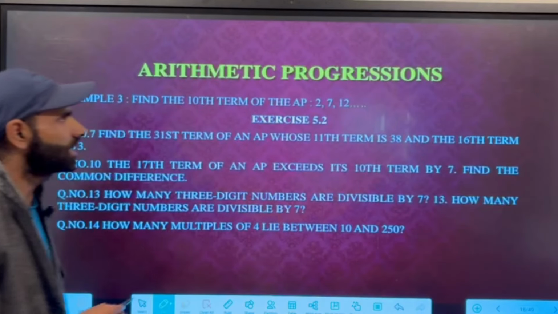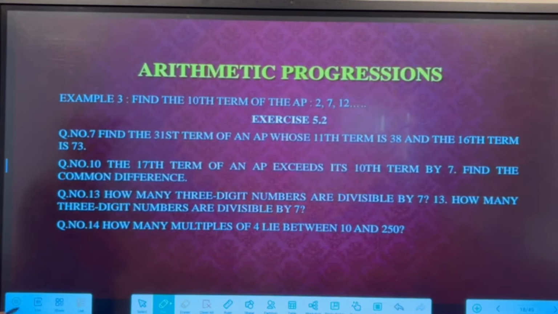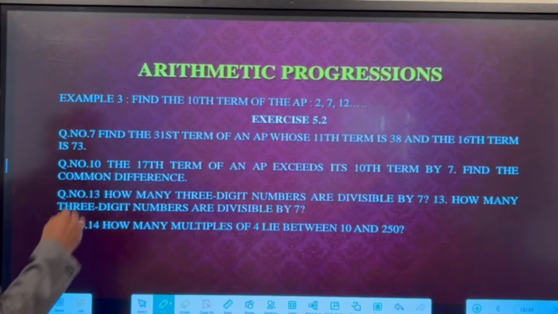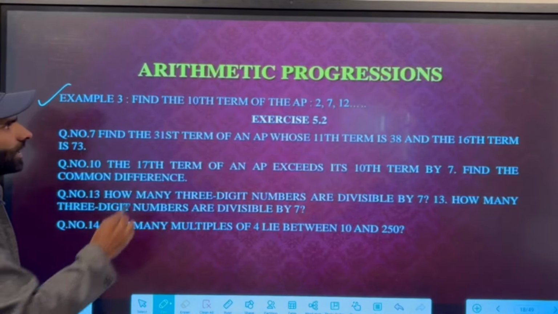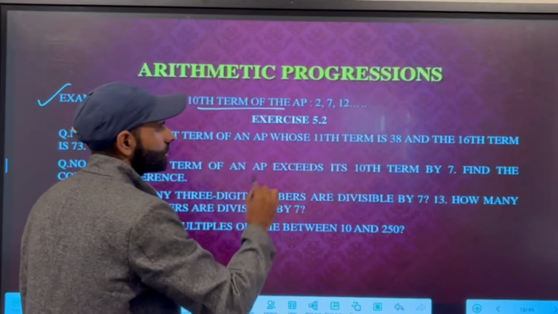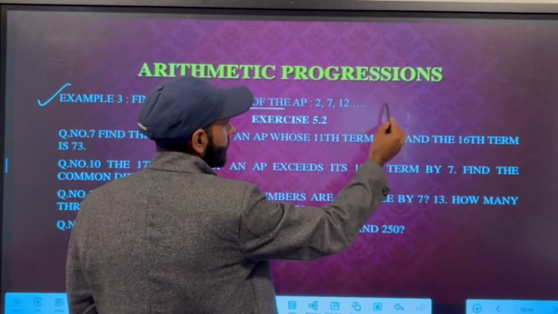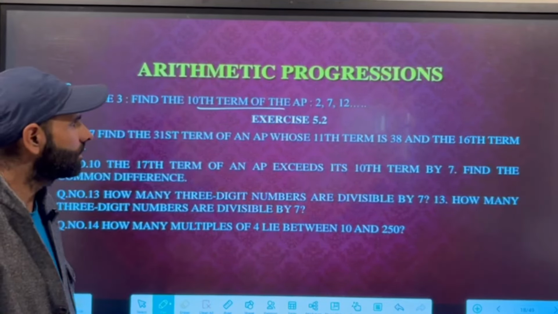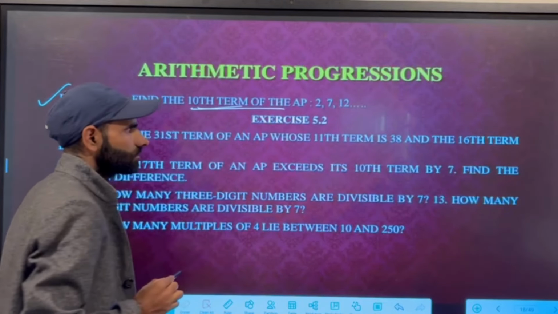Coming to chapter number 5, arithmetic progression, AP. Example 3. Find the 10th term of the AP 2, 7, 12 and so on. This is an infinite AP. You have to find the 10th term.